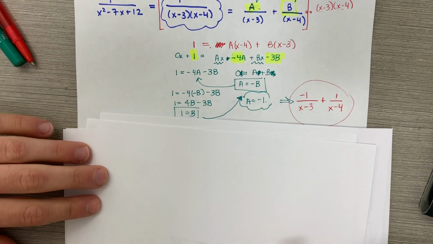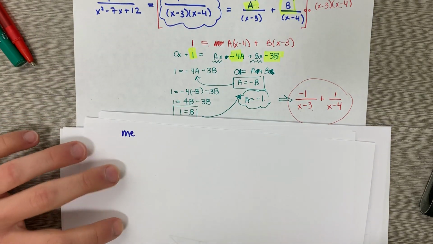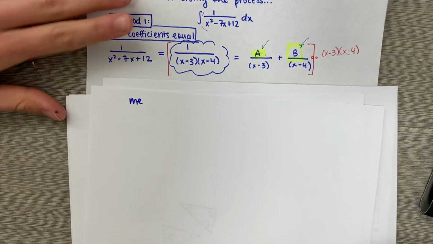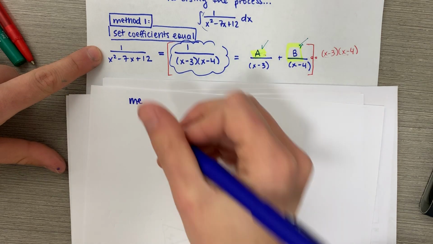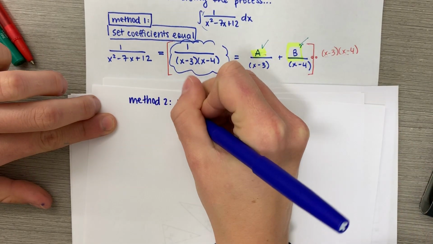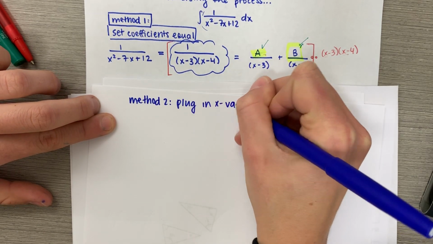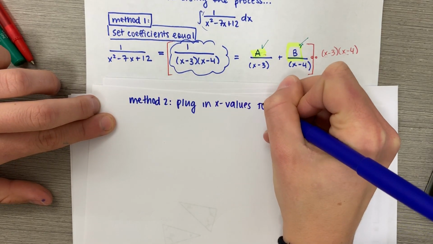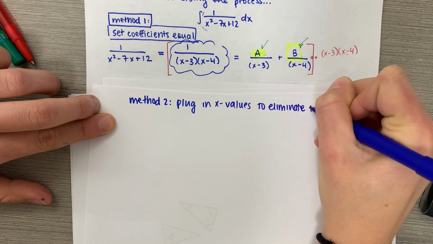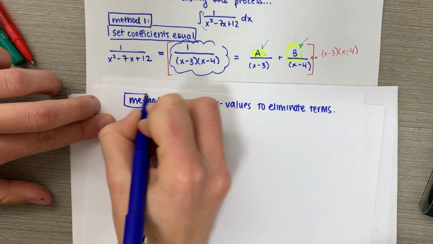Method number 2. So method number 2 says something very similar. In fact, it's so similar, we are going to start in the exact same spot that we did with method number 1. Method 2, we're going to call this plug in x values to eliminate terms. So this is method number 2.